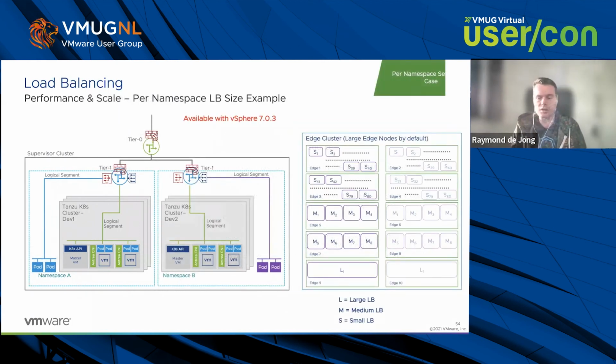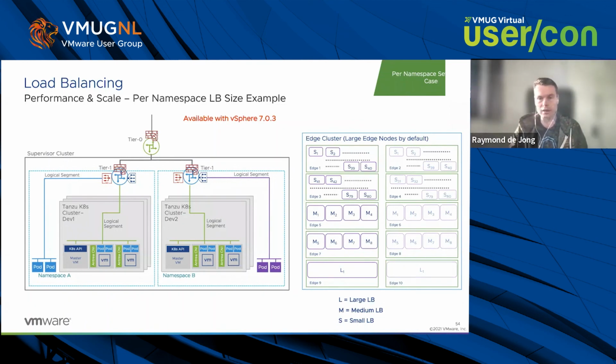And what I mean by that is that by default, you have a small load balancer. This means that on a large edge node, you can have up to 40 small load balancer instances. And that means in an edge cluster with a maximum of 10 edge nodes, you can have up to 400 instances. But those instances are obviously active standby. So that means that you can have up to 200 load balancers. You need at least one load balancer for the system namespace. So you have 199 small load balancer slots left in your edge cluster for your namespaces.